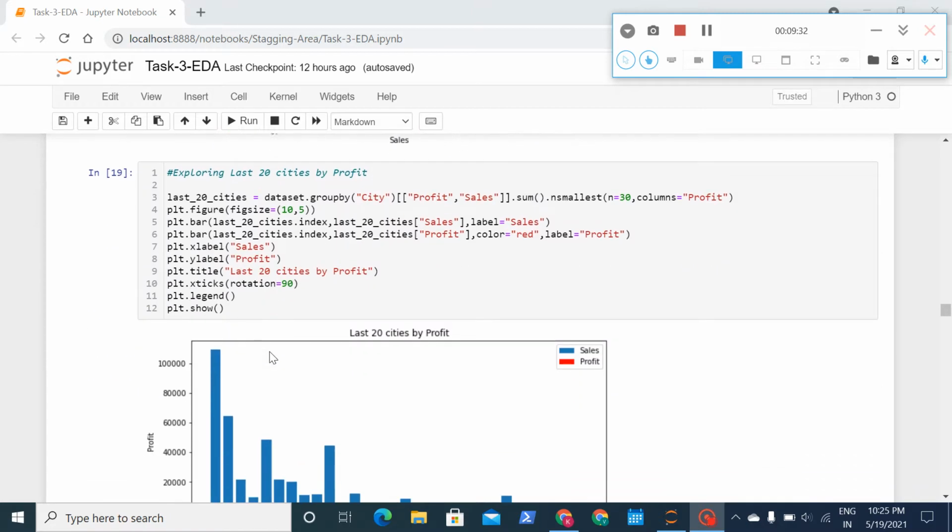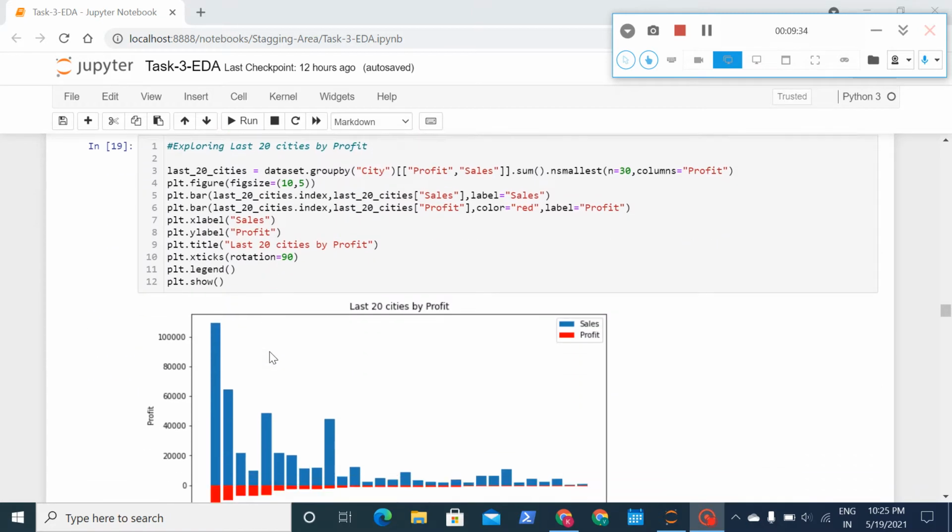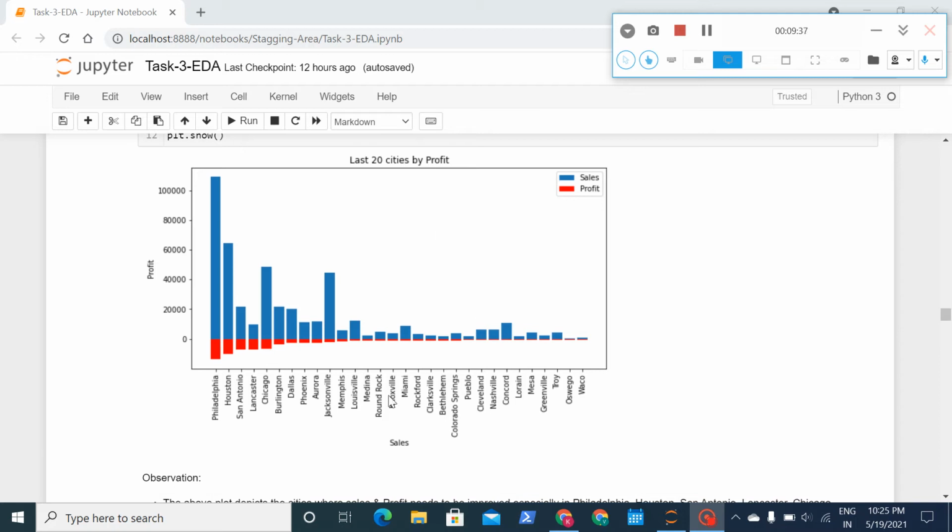Next, we will be seeing the last 20 cities by profit. Here I have plotted the sales versus profit for the last 20 cities by profit. We can see that Houston, San Antonio, Lancaster, and Philadelphia have comparatively low profit than all others. So concern over these cities to improve sales, thereby increasing the profit, has to be enhanced.